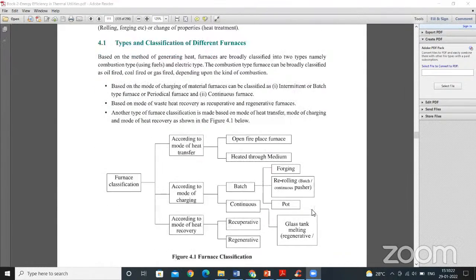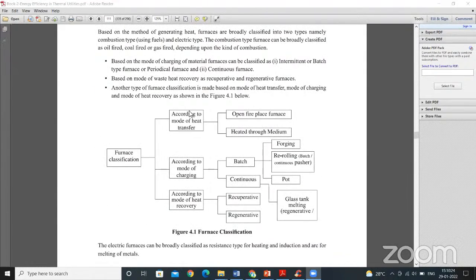Now the classification of furnaces is this one. We normally classify furnaces based on 3 different modes. According to the mode of heat transfer, we have open fire place furnaces, and furnaces heated through a medium, where a separate medium is available through which the heating takes place. The second category is very important: according to the mode of charging. Charging is putting in the material to be melted. According to the mode of charging, we have 2 types: one is a batch process and one is a continuous process.